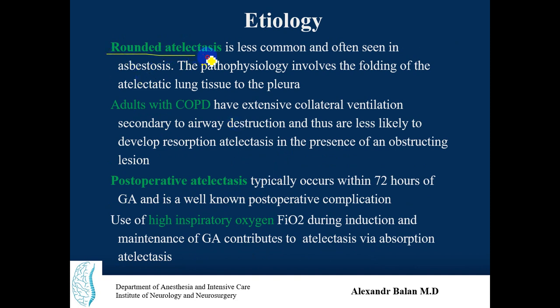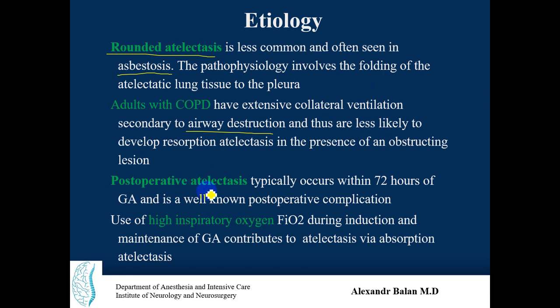And rounded atelectasis is less common and often seen in asbestosis. The pathophysiology involves the folding of the atelectatic lung tissue to the pleura attached and do not move properly. Adults with chronic obstructive pulmonary disease have extensive collateral ventilation secondary to airway destruction and thus are less likely to develop resorption atelectasis in the presence of an obstructing lesion.